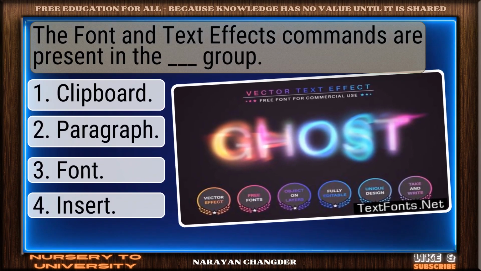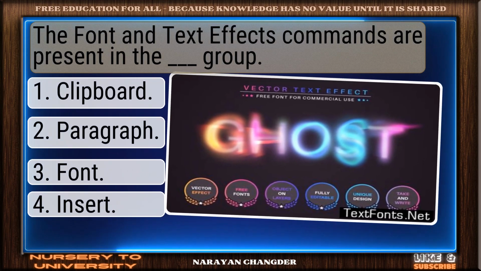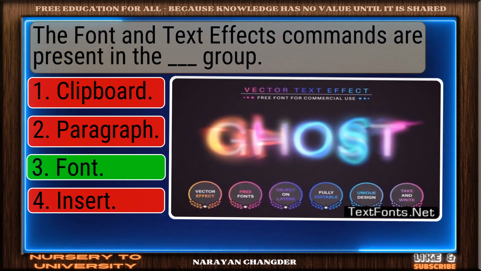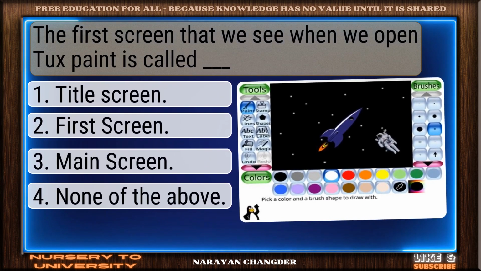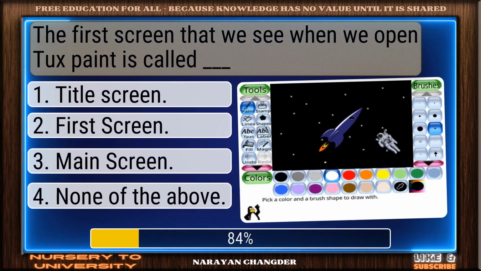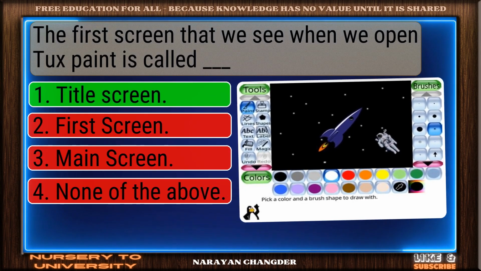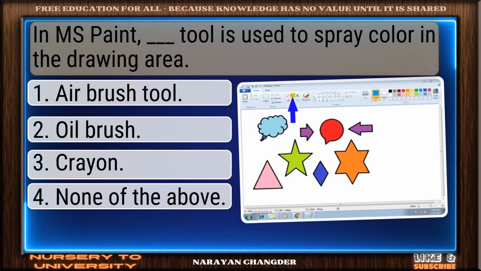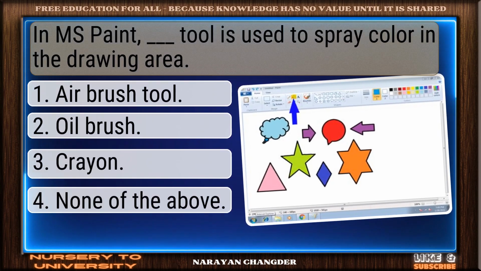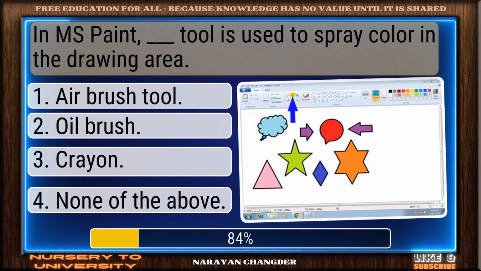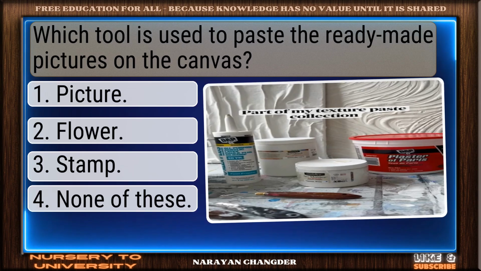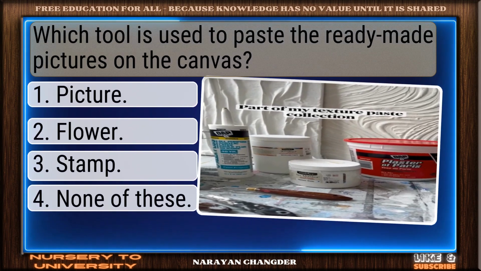The font and text effects commands are present in the Dash group. Well picked. Font is correct. The first screen that we see when we open TuxPaint is called Dash. Nice selection. Title screen is correct. In Ms. Paint, Dash tool is used to spray color in the drawing area. Correct response. Airbrush tool is accurate. Which tool is used to paste the ready-made pictures on the canvas?